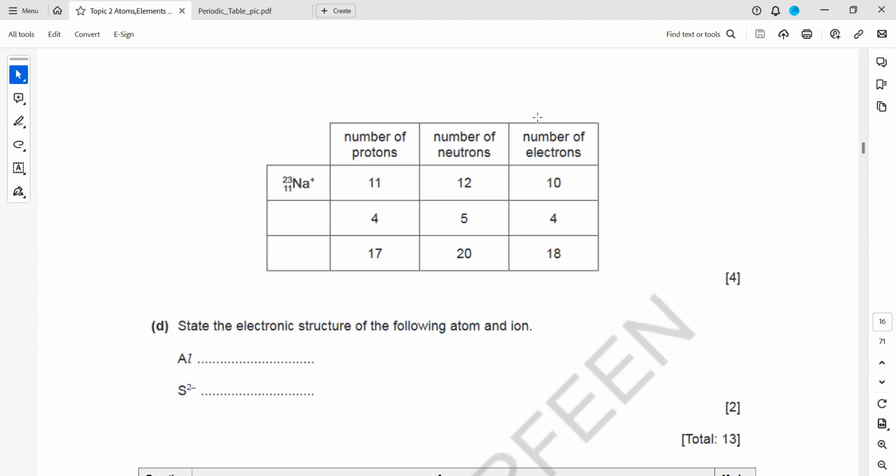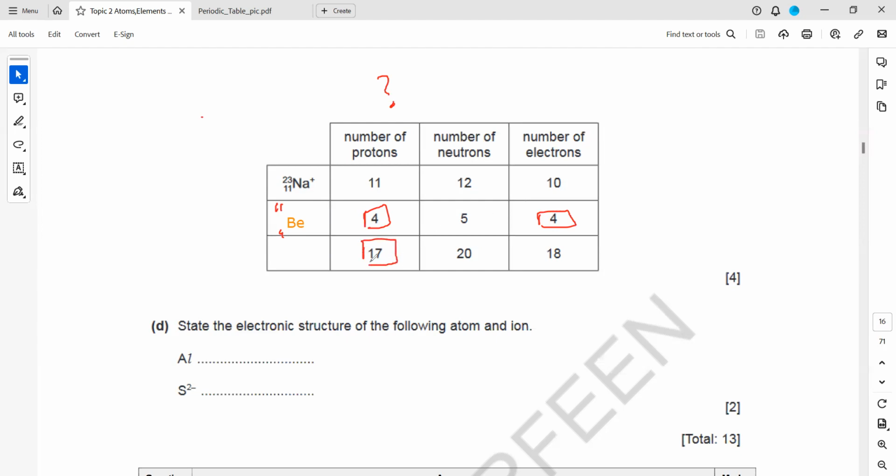This table, the first one is done. The second one, proton number 4. Which element in the periodic table has a proton number 4? Beryllium. Then what about the nucleon number? So it will be 4 plus 5 makes 9. And it will be neutral because it has an equal number of protons and electrons.